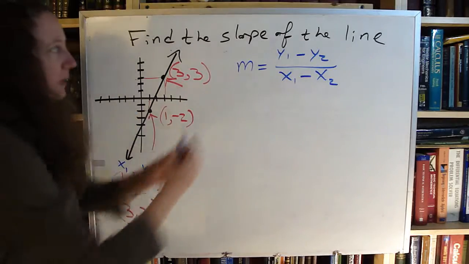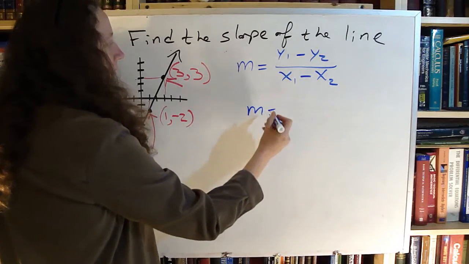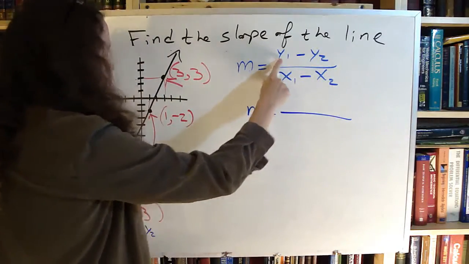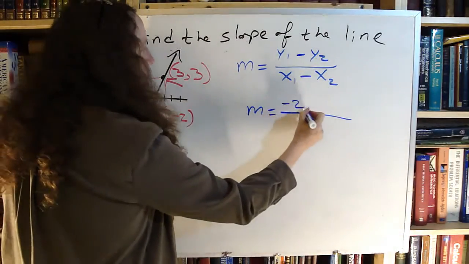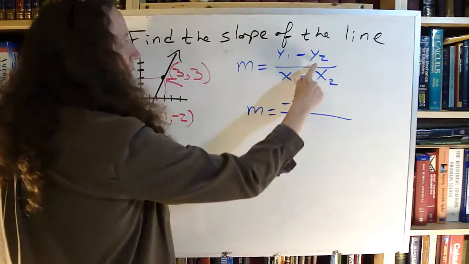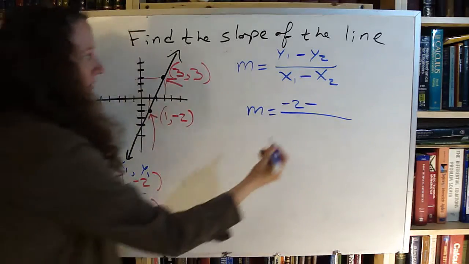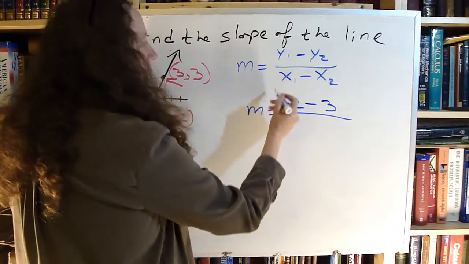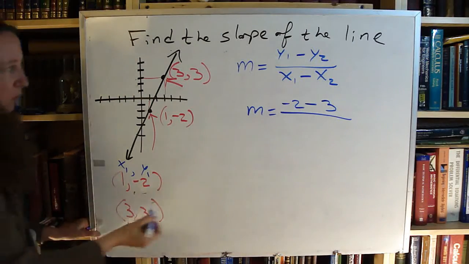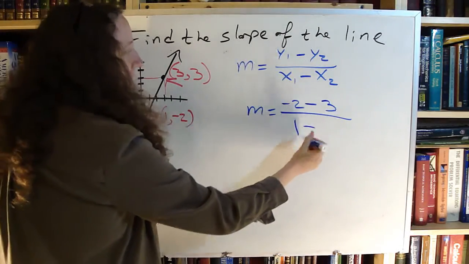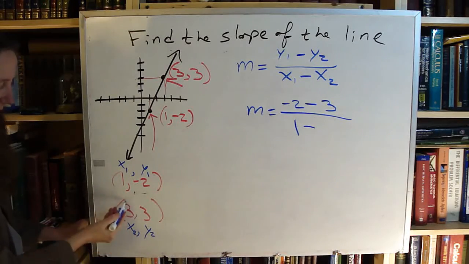Take these numbers to my equation. M equals y1. Find my y1. It's negative 2. Minus y2. Find my y2. It's 3. Over x1. Find my x1. It's 1. Minus x2. Find my x2. It's 3.